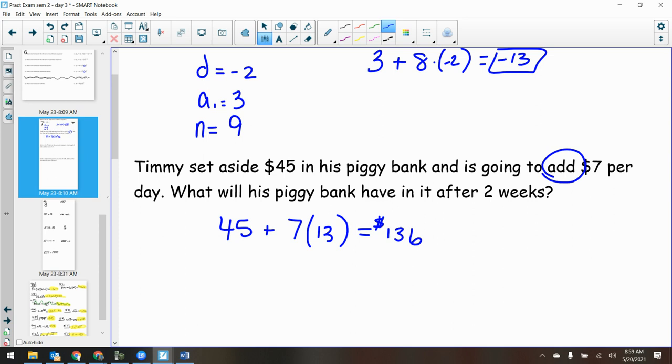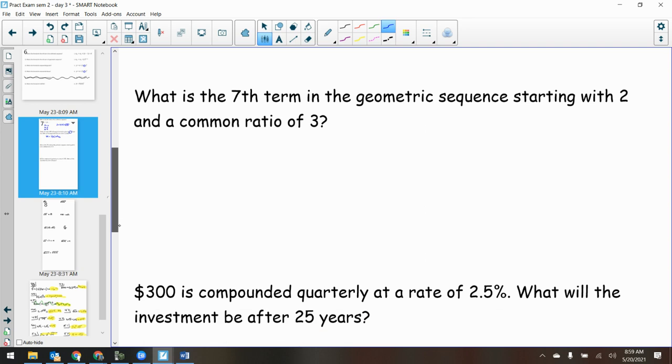Yes? How do you know it's not exponential growth? Because I'm adding and not multiplying. And I'm not giving you a percentage rate. Nothing in here is a percentage. So great question. How do you know it's not exponential?